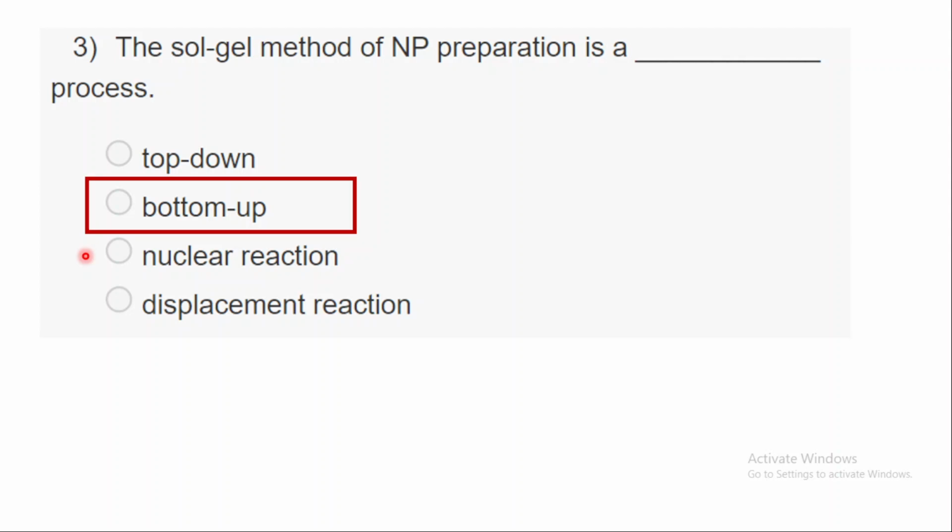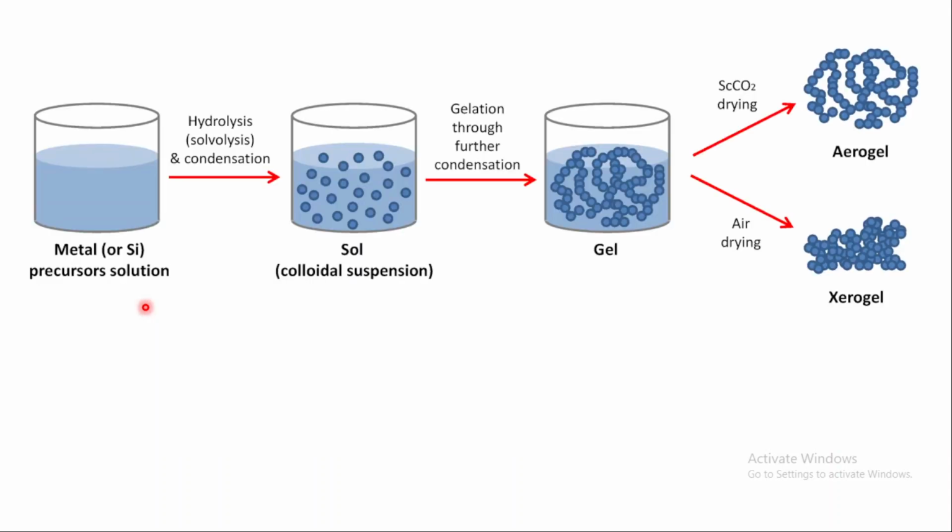So the correct answer is option B, bottom up approach. So the sol-gel method of nanoparticle preparation is a bottom up process. It's quite funny because option C and D are totally out of the question, right? Sol-gel method is not a nuclear reaction or a displacement reaction. Nuclear reaction happens inside nuclear reactors. Though we have something similar in terminology in nanoparticle synthesis, something called nucleation, it's not the same as nuclear reaction. And displacement reaction, I don't know why it is there, but just to make your life easy, this is a bottom-up approach. Now let's have a detailed look.